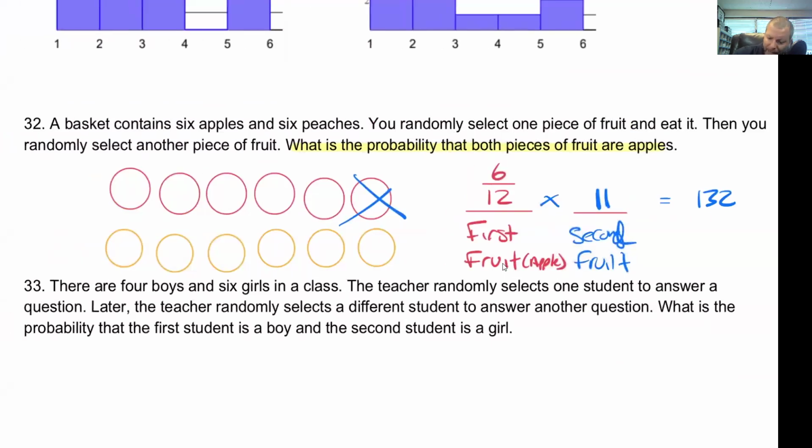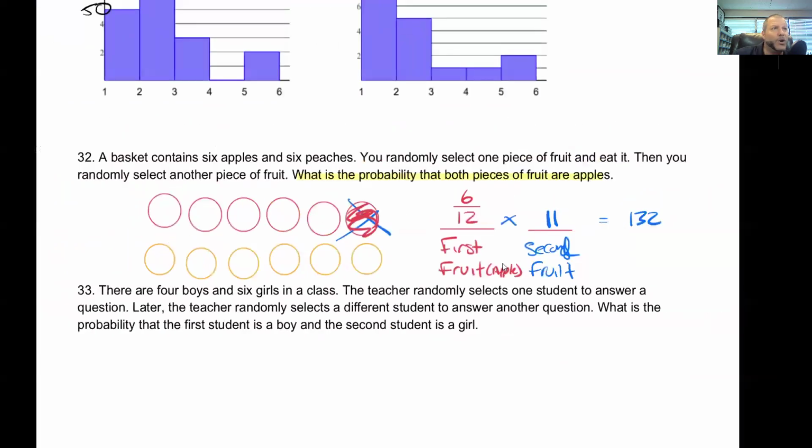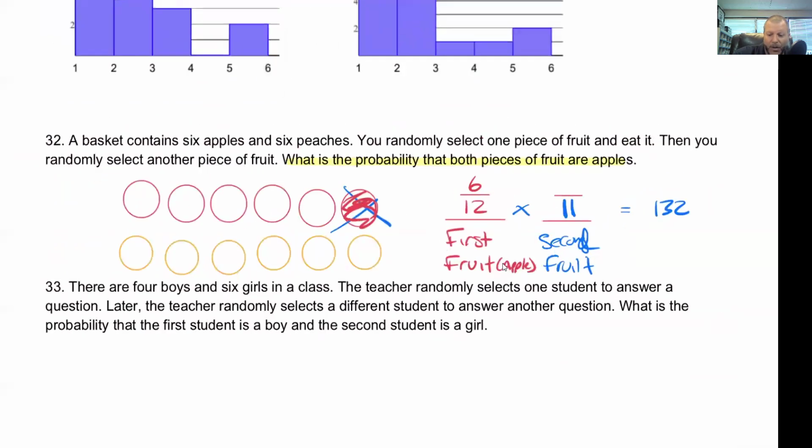We've already eaten this delicious apple. So now we don't have 6 apples to choose from anymore. We only have 5. So if there's 6/12 times 5/11, right? 6 times 5 is 30. So we would get 30 over 132.